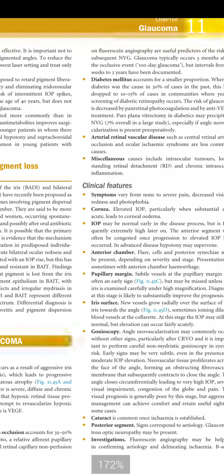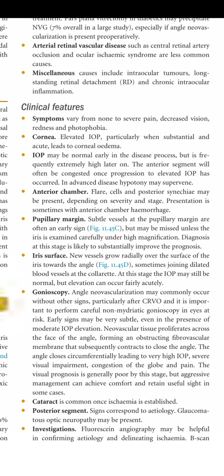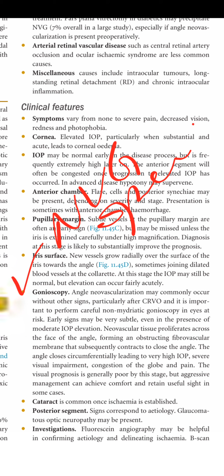Next, what will you see on gonioscopy? It has been told earlier in the chapter that neovascular glaucoma can be open angle and closed angle as well. Angle neovascularization may commonly occur without other signs, particularly after CRVO, and it is important to perform careful non-mydriatic gonioscopy in eyes at risk. Early signs may be very subtle even in the presence of moderate IOP elevation.